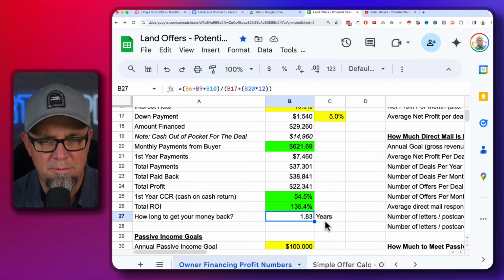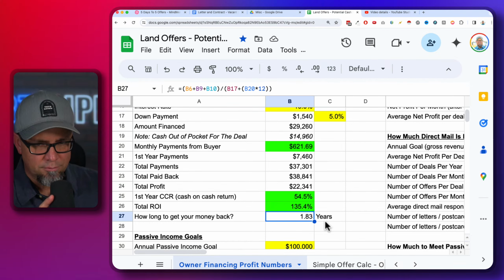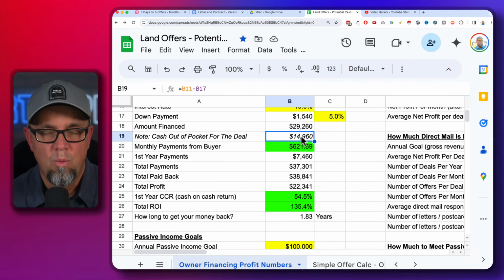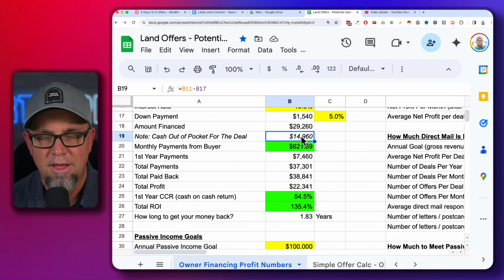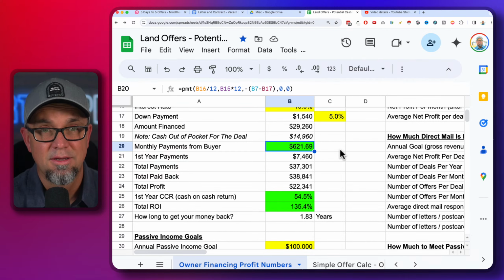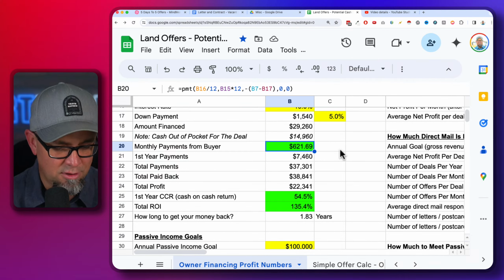How long does it take to get your money back? 1.83 years. You see what I'm saying here? What kind of house can you put $15,000 in and get $620 a month in cash flow? Net cash flow. I'm telling you guys, there is a time and a place for owning rental properties. But you're not going to buy a rental property for $15,000 and get $600 a month in net cash flow, without all the headaches.